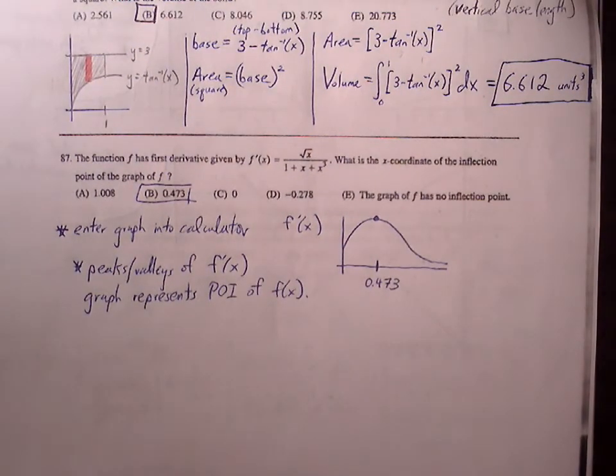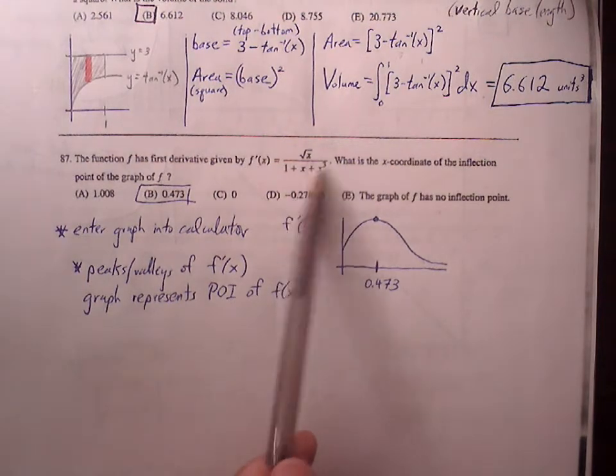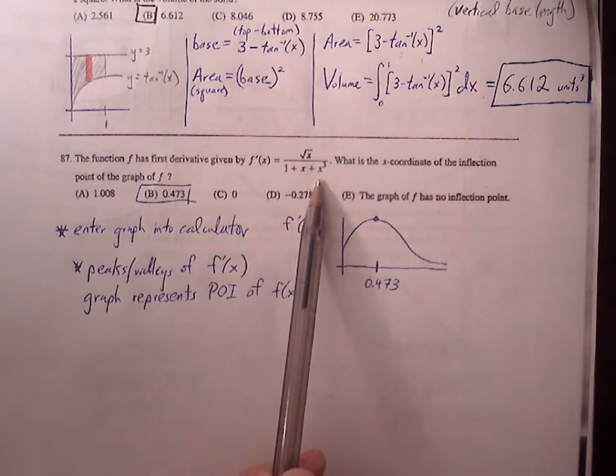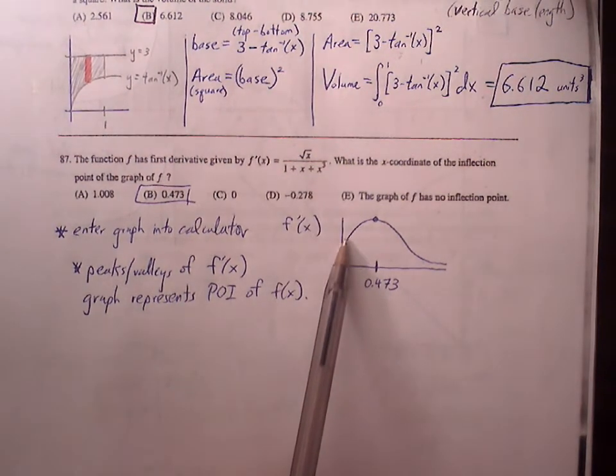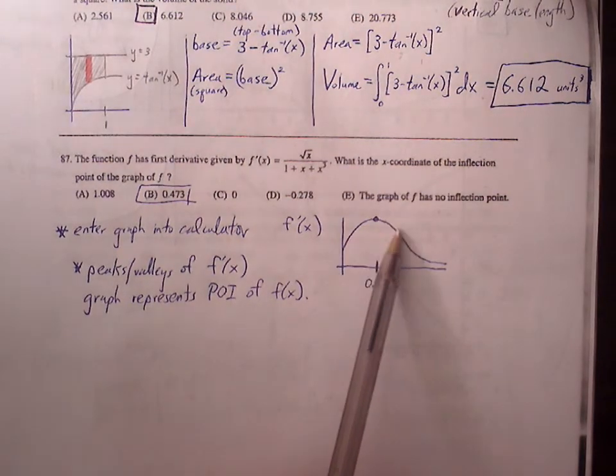87. Our function f has a first derivative given by f prime. What is the x-coordinate of the inflection point? So let's look at what the graph looks like. We can put this in the graphing calculator to see what this graph shows us. This is what the graph looks like.